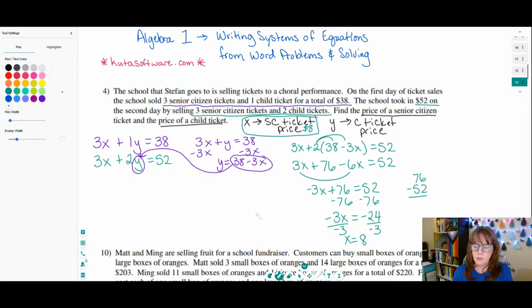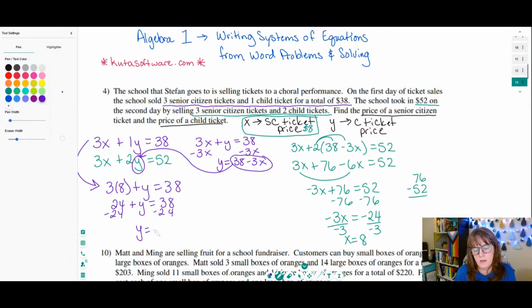And then we can use substitution, by substituting that 8 into either of these equations. I'm gonna go ahead and use this top one. So 3 times 8 plus y equals 38. 3 times 8 is 24 plus y equals 38. Subtract 24 from both sides, and y equals 14. So that is the price of a child ticket. Okay, there we go. Let's see how we're doing.